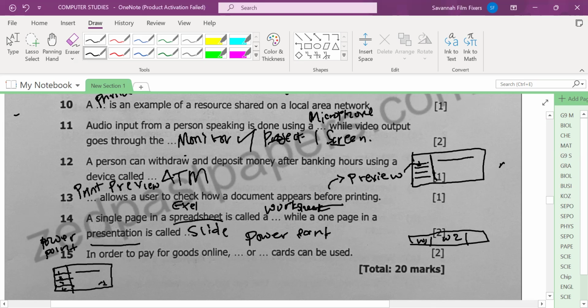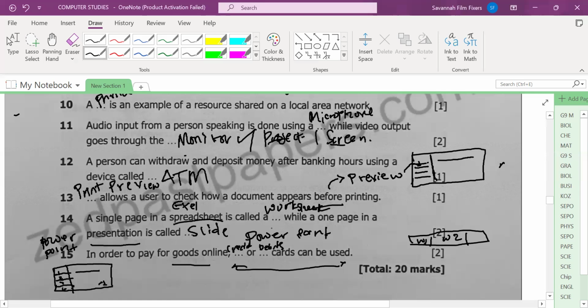shifted things. So question 15, in order to pay for goods online, you need a credit card or debit card in order for you to actually pay. These are even moving virtual these days. So this is section B.